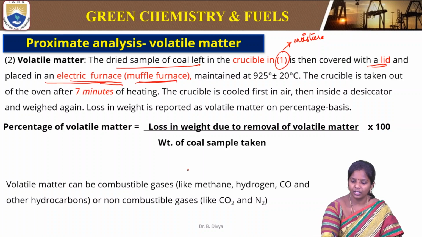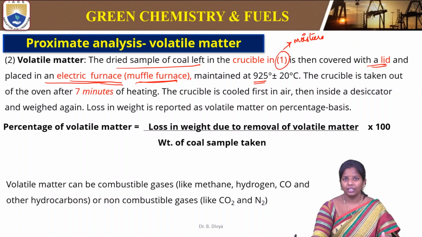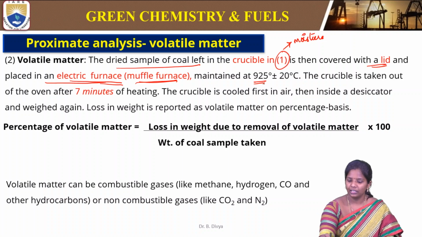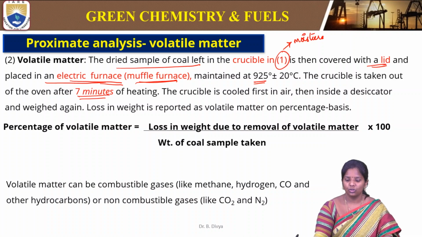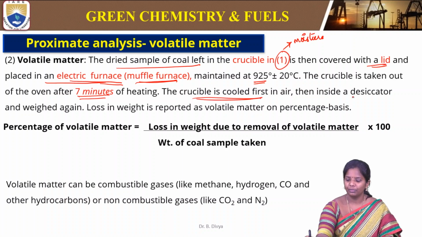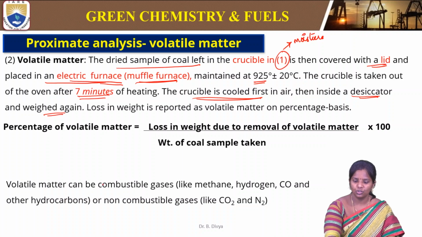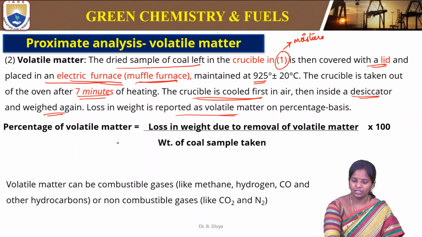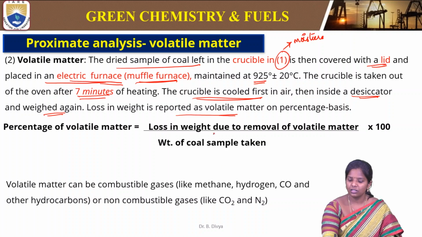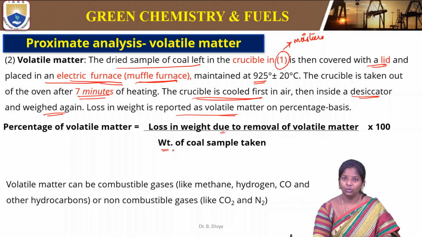Now the muffle furnace is used because we are heating the sample at 925 degrees centigrade, so that most of the organic volatile matter will be removed at higher temperatures. We keep it for about 7 minutes. Then the crucible is cooled, kept in the desiccator, and weights are taken. This loss of weight is reported as volatile matter on a percentage basis. Percentage of volatile matter is equal to the loss of weight due to removal of volatile matter divided by the weight of coal sample taken, into 100. This gives the volatile matter present in the coal.